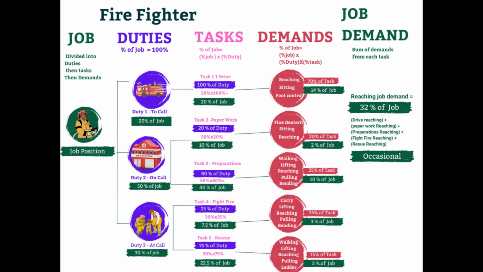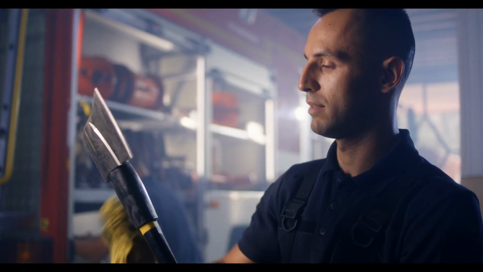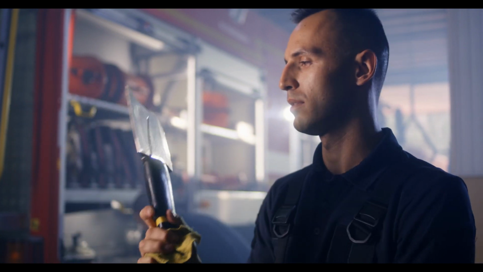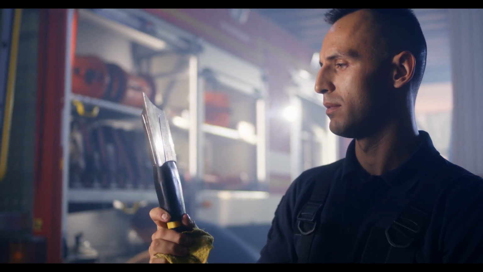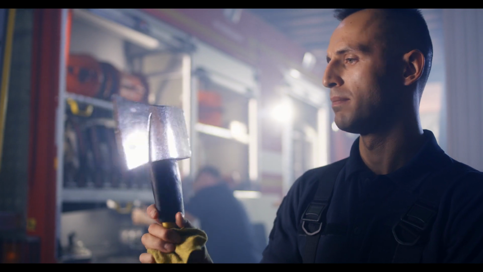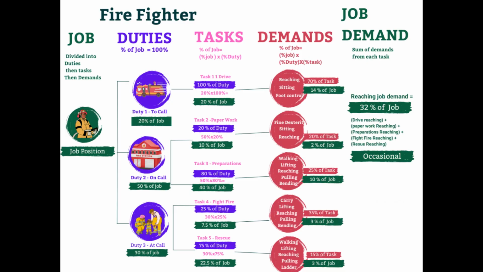So in this example we perform 5 different task analyses. So let's focus on reaching. How do we determine what percentage of the workday is spent reaching? We look at how much reaching was done in each task. For example, reaching was done 25% of the preparation task. Since the preparation task is 40%, reaching accounts for 10% of the workday. Now we add up the amount of reaching for each task, and that gives us a total of 32% of the workday. Based on our categories, we can state that reaching is performed at the occasional level.